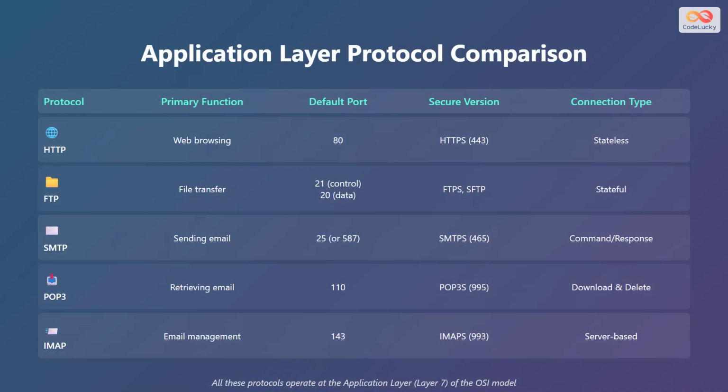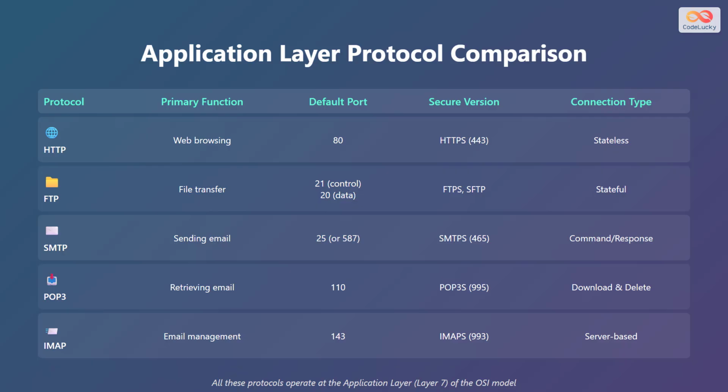Here is an application layer protocol comparison. HTTP's primary function is web browsing using port 80, and its secure version is HTTPS on port 443, and its connection type is stateless. FTP's primary function is file transfer using port 21 for control and port 20 for data. The secure versions are FTPS and SFTP, and the connection type is stateful.